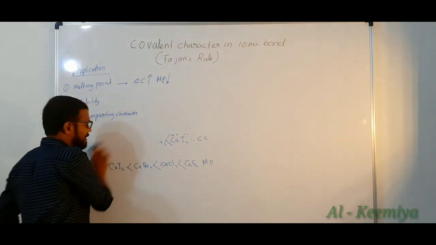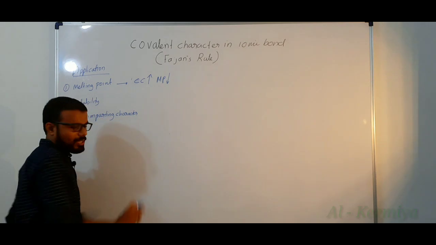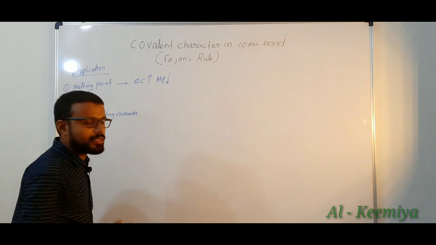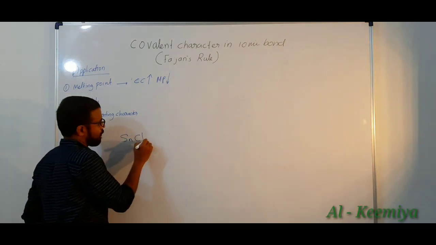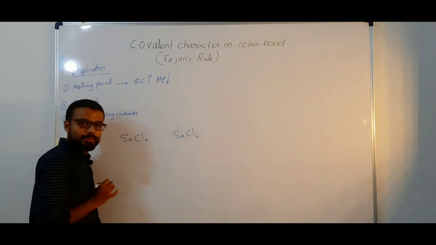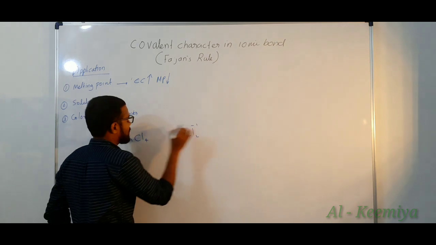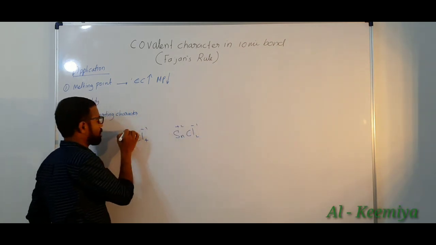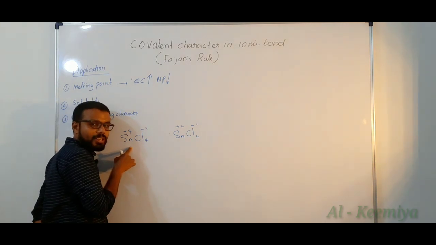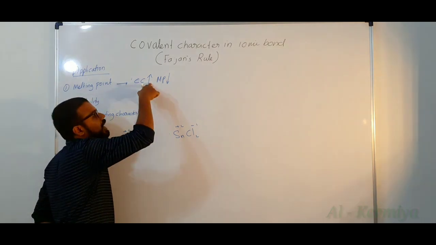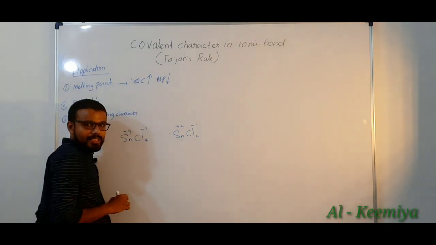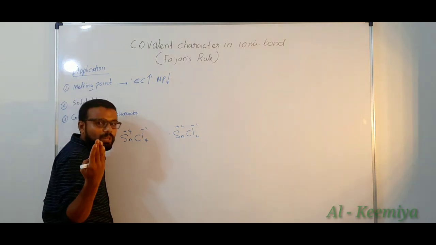See, SnCl4 is a volatile liquid whereas SnCl2 is a solid. Why? Because here it is +2, here what? +4. Higher the charge of cation, higher the polarizing power, higher the covalent character. Higher covalent character, melting point decreases. Melting point decreases means what? It is a volatile liquid.